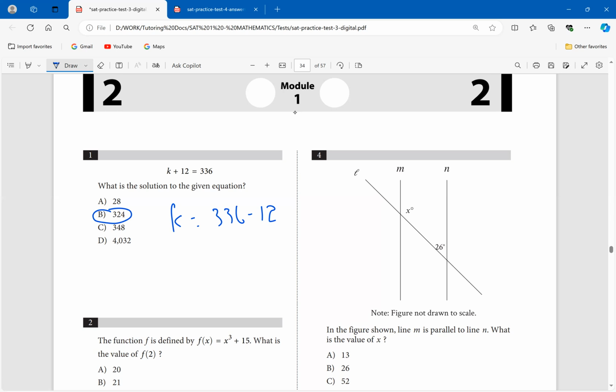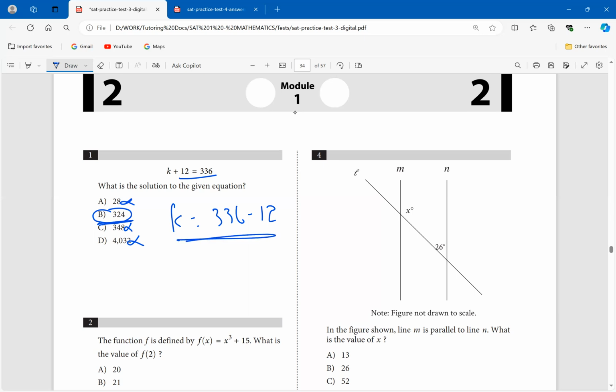So you see, you should not even be doing a calculation on this one. Why? Because subtraction of 12 would give you an answer less than 336. So automatically you root out 348. 4,000 is a very big number. 28 is a very small number. So the only answer that you're left with is B, which is 324. So you should not even be spending time on doing this calculation.